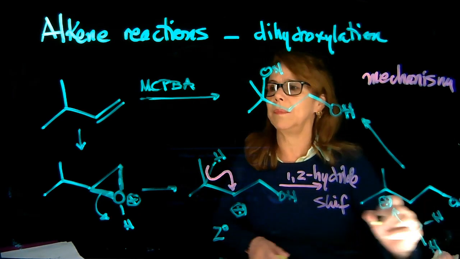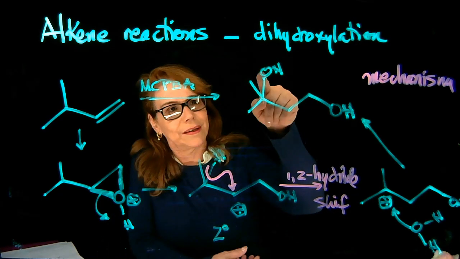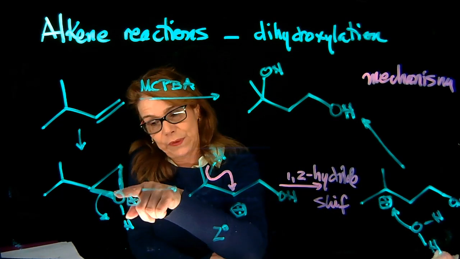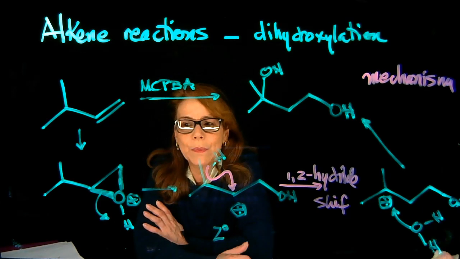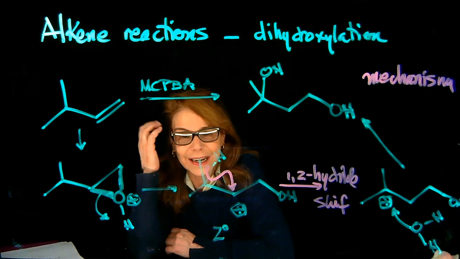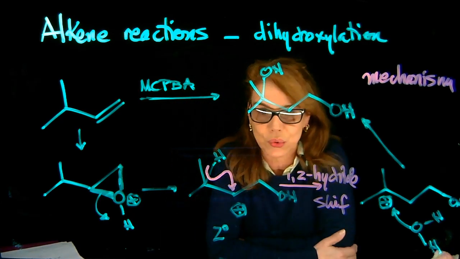So again, going back, the difference in this product is that we can explain that by, if the epoxide is opening here, then we will form a carbocation that is secondary, and we can explain that product by doing a 1,2 hydride shift.